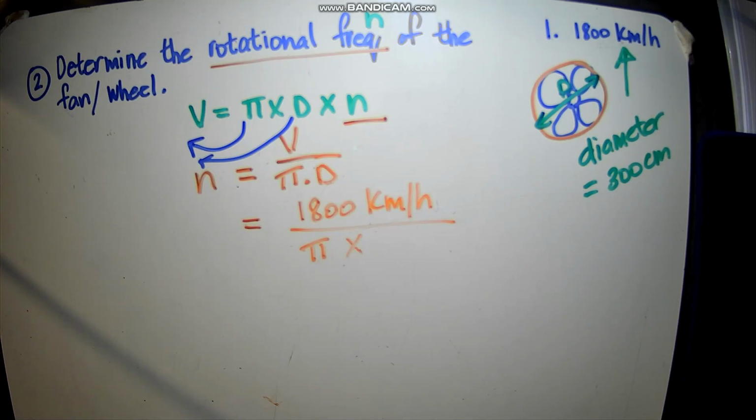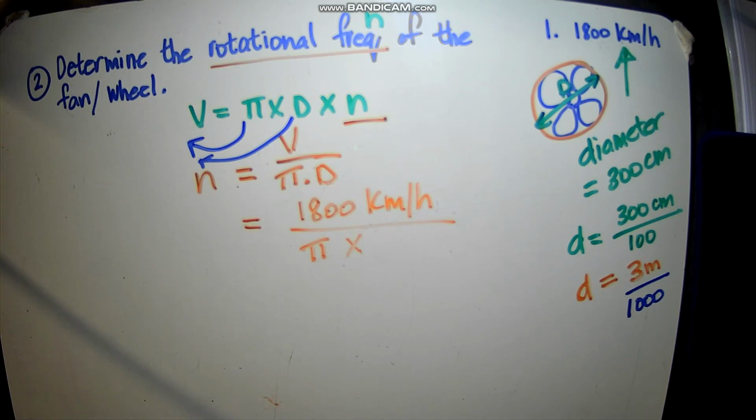What does this mean? This means I'll have to convert that diameter in centimeters to kilometers. Now, how many centimeters are there in a meter? There's 100. So 300 divided by 100 will now give me meters. Now I have to take my 3 meters and convert it to kilometers. How many meters are there in a kilometer? Remember, the kilo means 1,000. So I will have to divide it by 1,000.